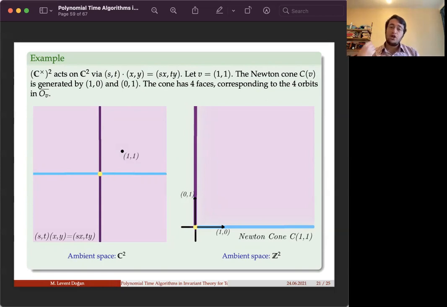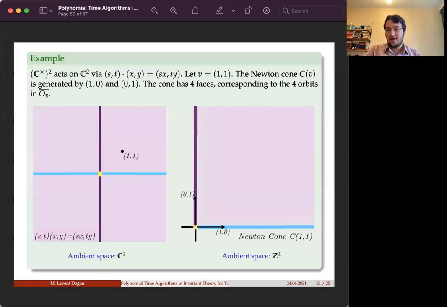On the right, we have the Newton cone of (1, 1). It lives in Z^2. This cone is spanned by the weight of x, (1, 0), and the weight of y, (0, 1). So the cone is the positive quadrant. This positive quadrant has 4 faces. The cone is a face of itself, and it corresponds to the 2-dimensional orbit. Then there is the blue face on the bottom. This face only contains the first weight. What happens if I restrict my vector to this face? The second coordinate vanishes, and I obtain the vector (1, 0) on the left, which gives me the blue orbit. So the blue face goes to the blue orbit. Similarly, the purple face goes to the purple orbit. And lastly, there is the yellow face consisting of only 0, and it is the linearity space.